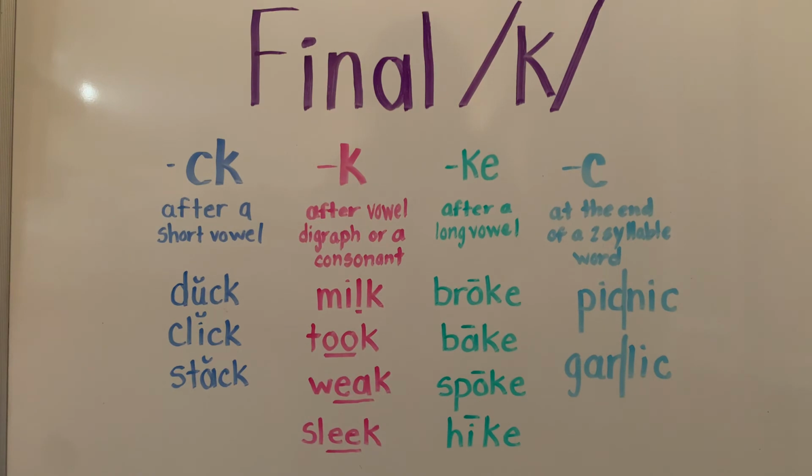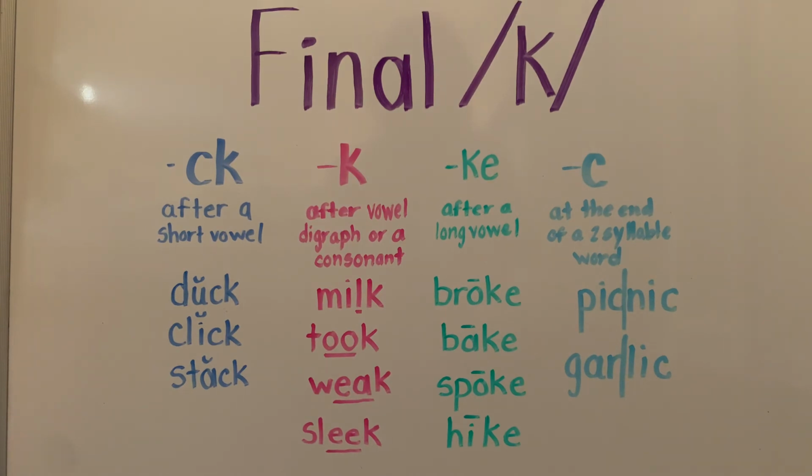And then the last spelling rule for the K on the ends of words is the C rule. And the C rule says that you use a C to make the K sound on the end of a word if it is 2 or more syllables, okay? So if you hear that K sound on the end of a word and it's 2 or more syllables, it could be 3, could be 4, it's going to be the K with a C.